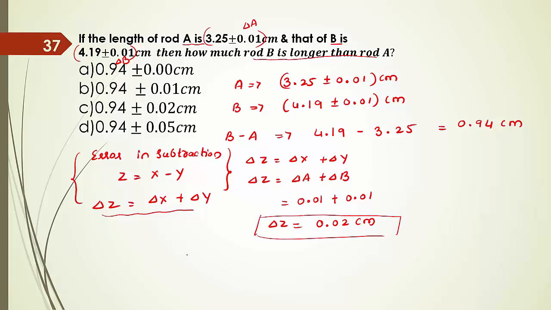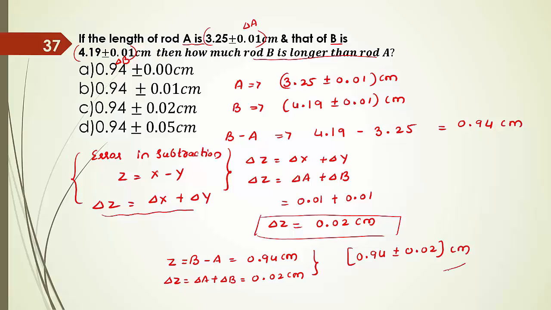How to write the answer? See here. Z equal to B minus A. What is the answer? 0.94 centimeter. Delta Z equal to delta A plus delta B. What is the answer? 0.02 centimeter. Then how to write the final answer? 0.94 plus or minus 0.02 centimeter. This is the final answer. 0.94 plus or minus 0.02 centimeter means option C is correct.